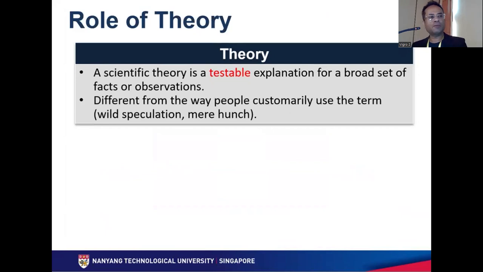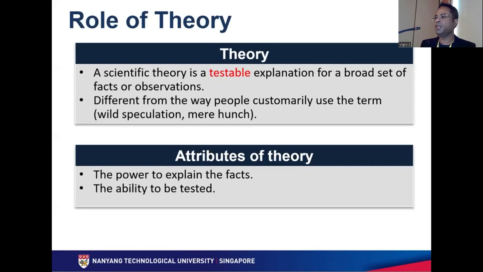Now, I'd start with a very basic concept, which is theory. I'm talking about theory in general, not specific to computer science theory, because we are talking about psychology theories and naturally the understanding of theory. A scientific theory is a testable explanation for a broad set of facts or observations. This is different from the way people informally use the word theory, like "in theory, we should do this," which is more like speculation or a hunch. So we're talking about what formally is a scientific theory. It has two key attributes: the power to explain the facts and the ability to be tested. So when we talk about psychology theories, we're talking about science. They have the power to explain the facts and the ability to be tested. They have been tested.